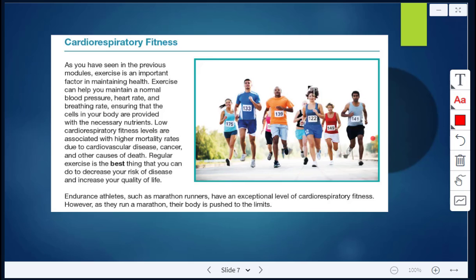So endurance runners, like marathon runners, they have an exceptional level of cardiorespiratory fitness, but they do push their body to the limits when they do run marathons.